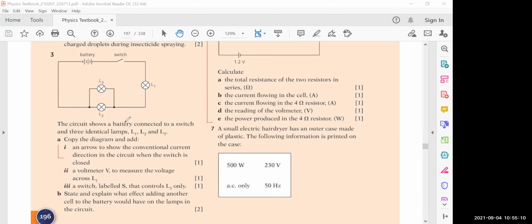So for question number 3, what is this, that red thing? A switch. For the third part, a switch labelled S that controls L3 only. To control bulb L3, you can connect the switch anywhere in this arm.